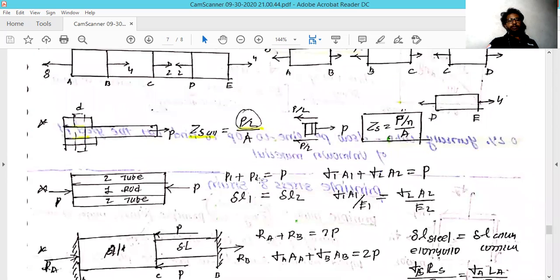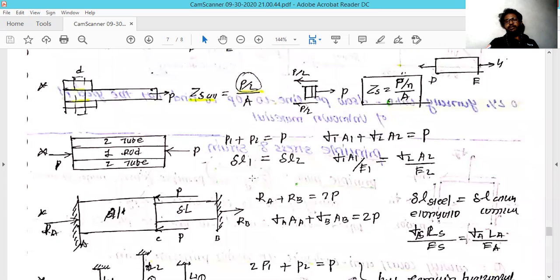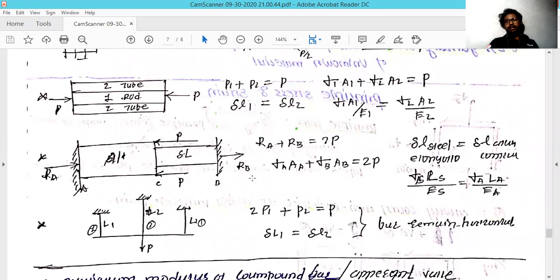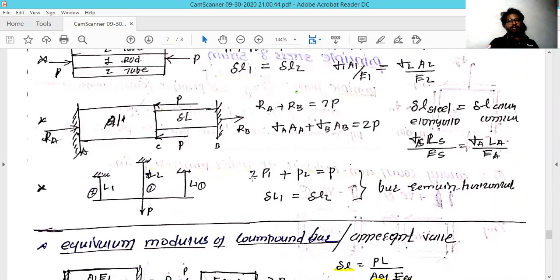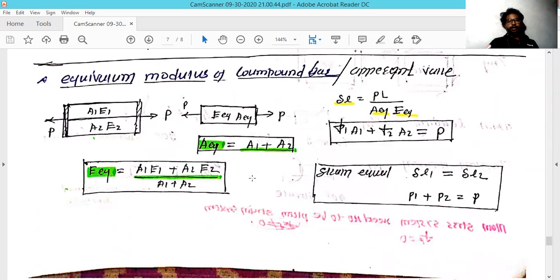So apart from the first example, all the remaining examples are based on the force applied and the change in length. Apart from that, they will not ask for any other kind of parameter, so you can easily find it with respect to that. And now we move to the composite.